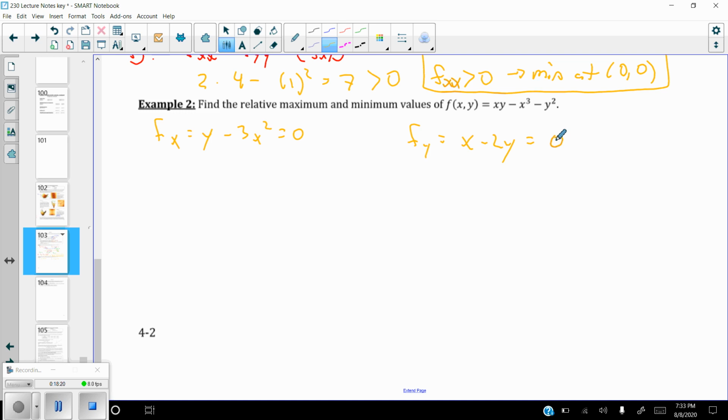So I'm going to, once again, solve the first one for y, because it's the easiest variable to solve for. So we'll add 3x squared to both sides, and the minus 3x squared goes away.